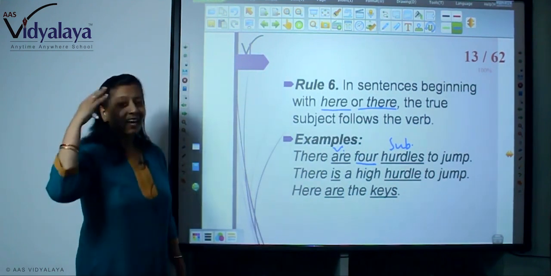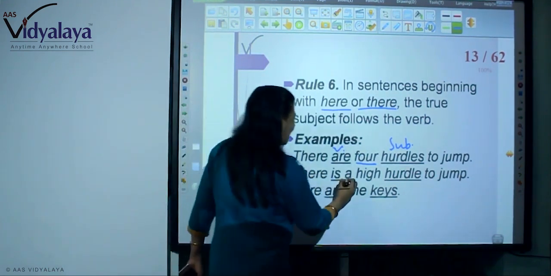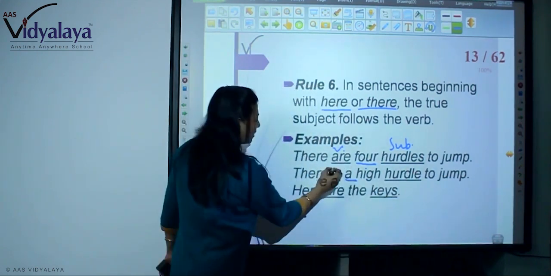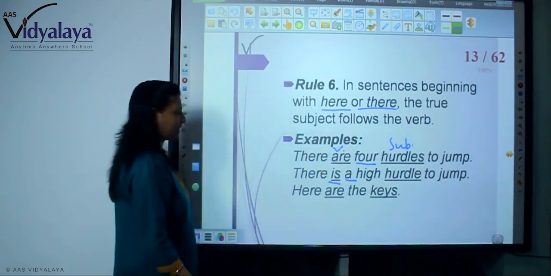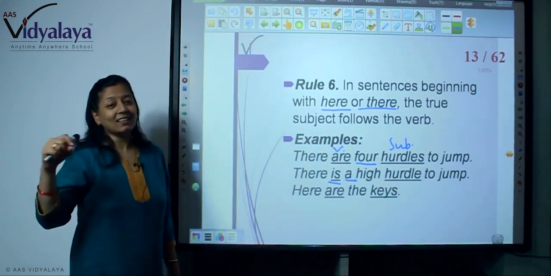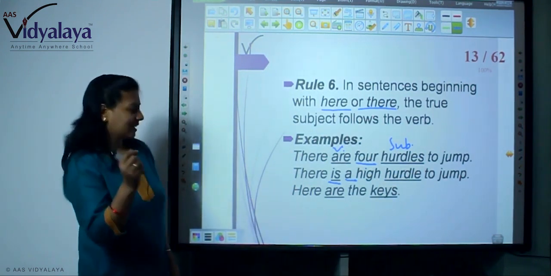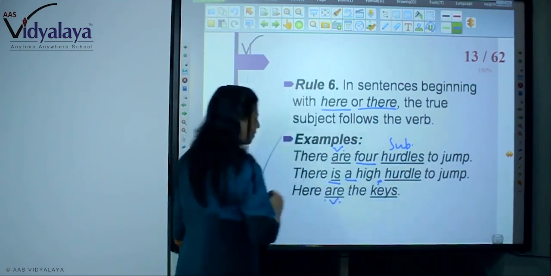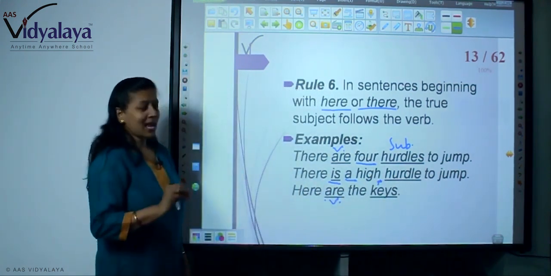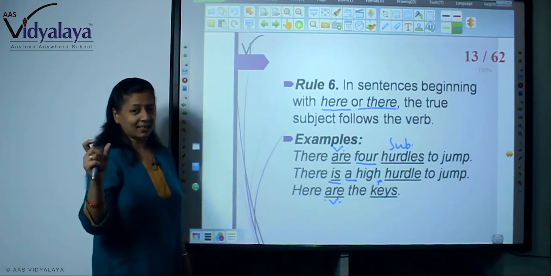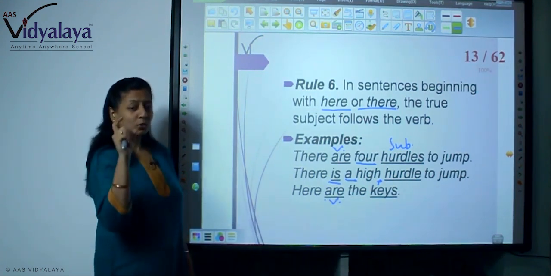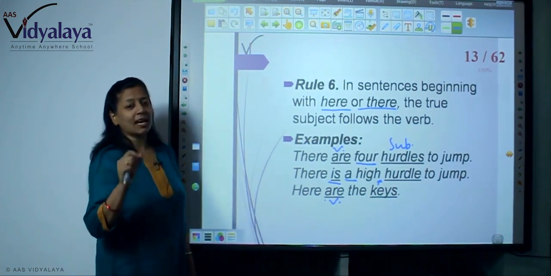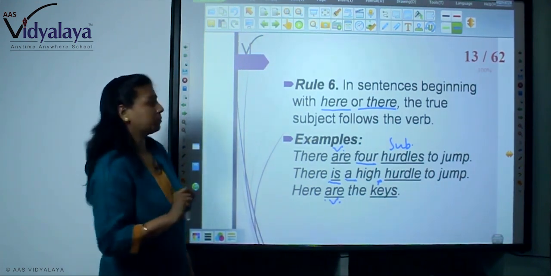Now, there is a high hurdle. A singular hurdle, singular. So the verb is also singular. Then, here are the keys. Keys is plural, so the verb is also plural. So you will have to understand with here and there the main subject, the true subject you need to understand, and then according to that you need to place the verb.